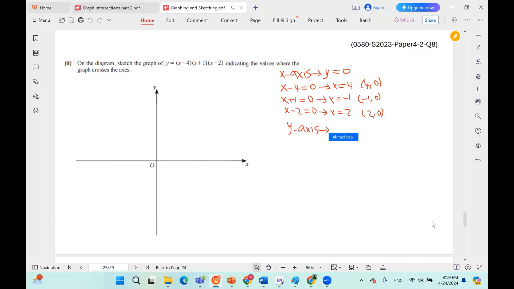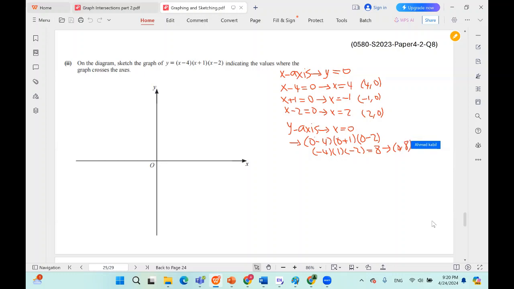y-axis implies x equals 0. So if we plug 0 into the original equation, we get 0 minus 4 times 0 plus 1 times 0 minus 2. If we multiply these out together, we get negative 4 times 1 times negative 2, and this is equal to positive 8. So we have the point 0, 8.